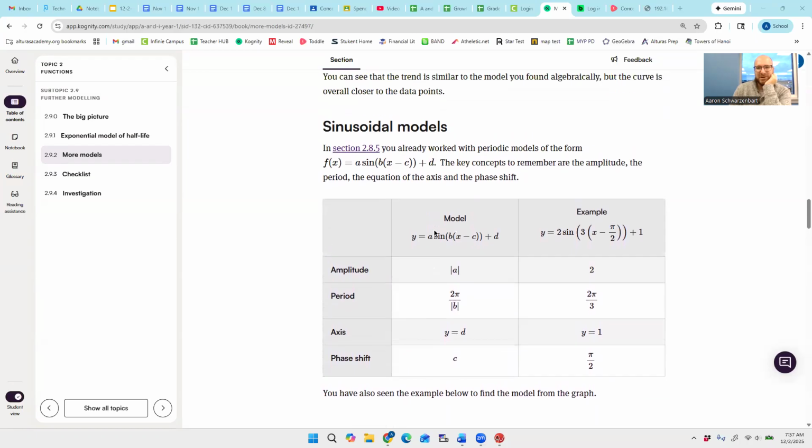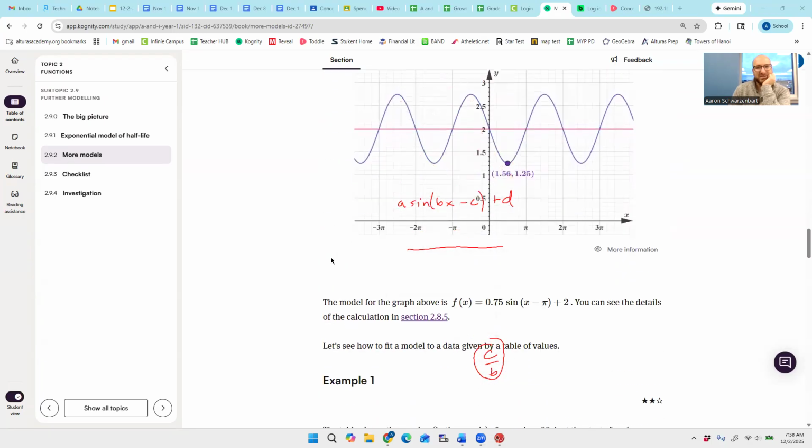You can get sinusoidal models. Keep in mind they're in this form. Sometimes the phase shift will be this, and I'm not positive how the graphing calculator does it, where it has the C not factored out. If the C is not factored out, you just do C divided by B. I like the factored out form. I think it's nicer and cleaner.